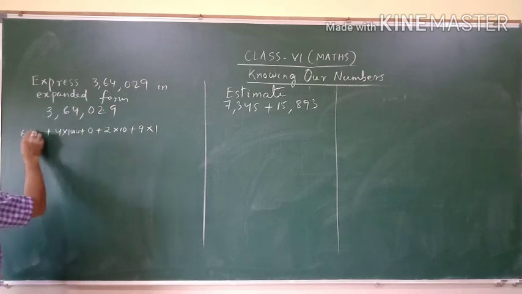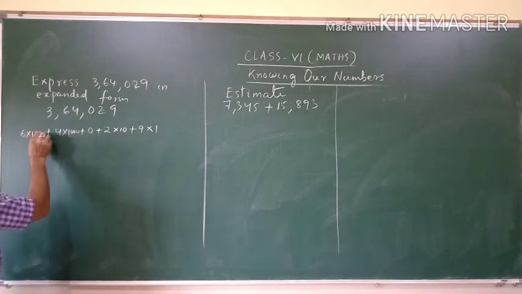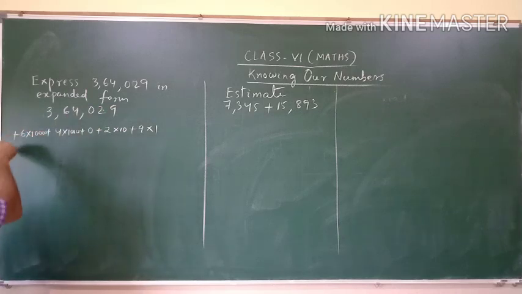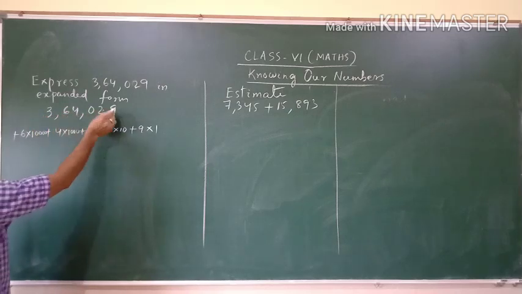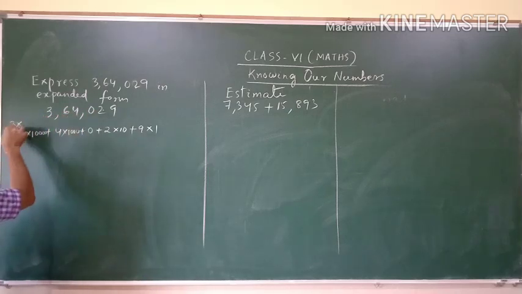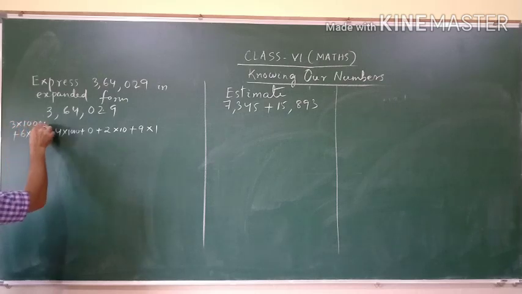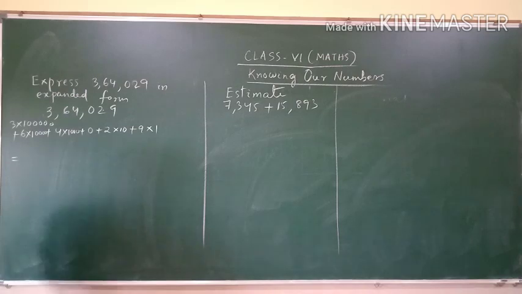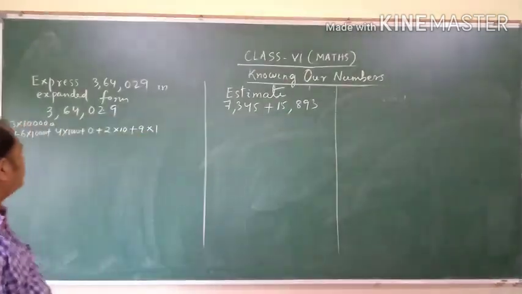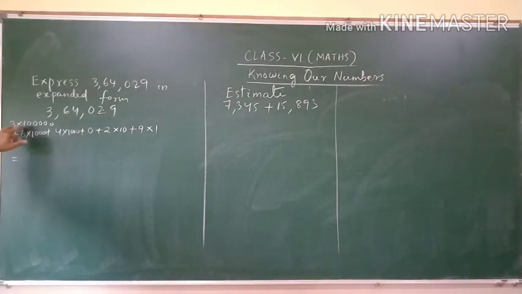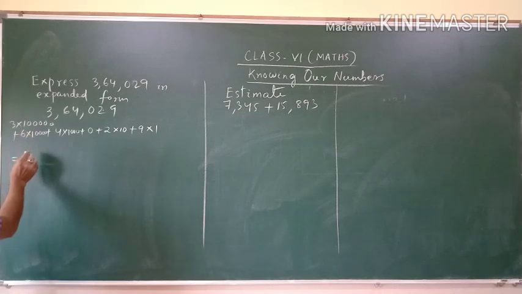6 into 1 2 3 4. Then plus 3: after 3, how many places are there? 1 2 3 4 5. So 3 into 1 2 3 4 5 places. So this is the expanded form. You can write this expanded form like this. The expanded form of 3,64,029 is like this.